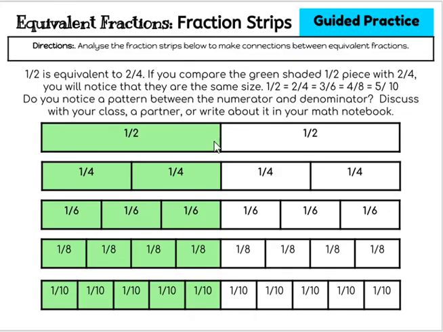Here's just another example using your fraction strips to show equivalent fractions. Here you have 1/2, 2/4, 3/6, 4/8, 5/10. They are all the same size, so 5/10 would be equal to 1/2, or 5/10 would be equal to 3/6, or 3/6 is equal to 4/8. Again, this is how your fraction strips or fraction rods can help you solve this.